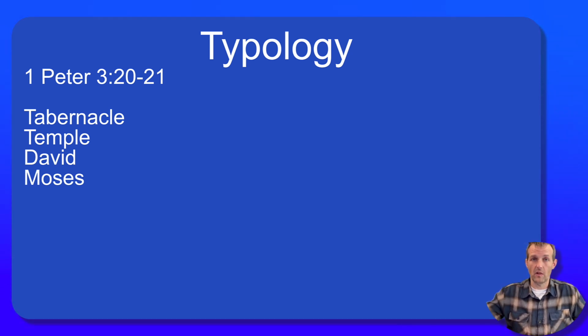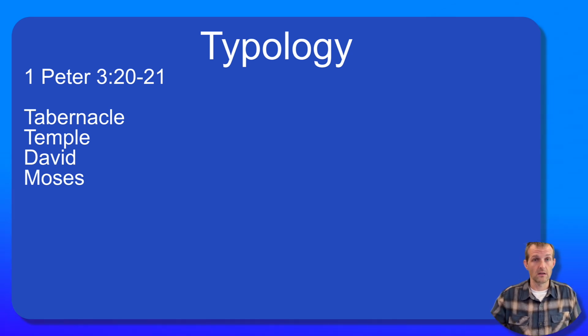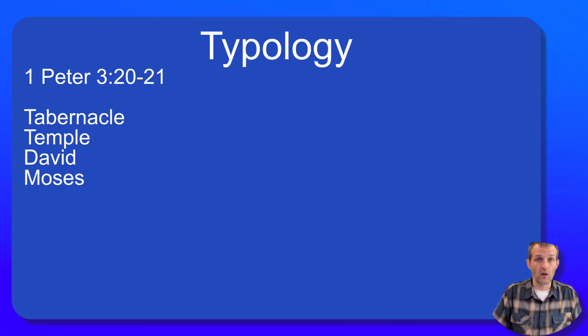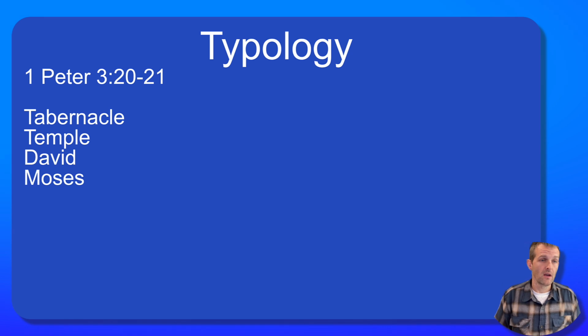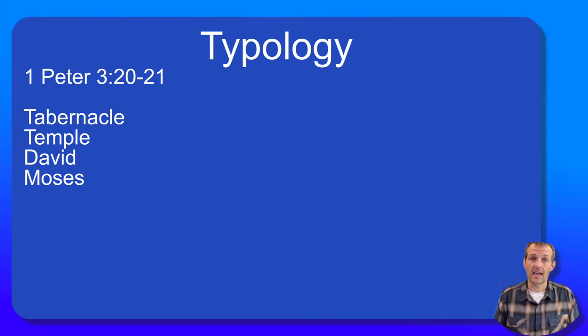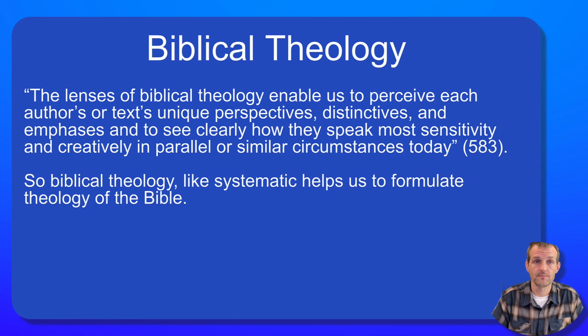How does that relate to that in the Bible? How does the Old Testament relate to the New Testament? How does the flood relate to baptism? And you can find these things: the tabernacle, the temple, a king like David, a prophet like Moses. We see this language in the New Testament, which makes us think, I've got to look back to the Old Testament because it's similar to what I find there.